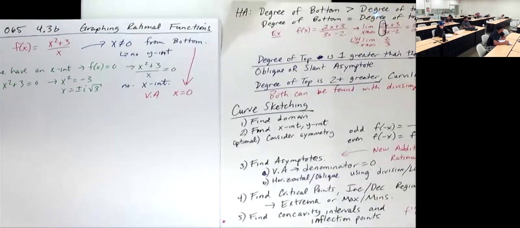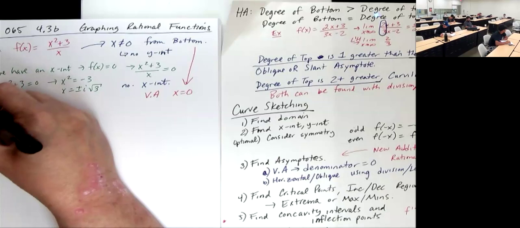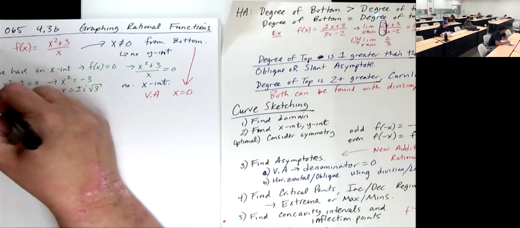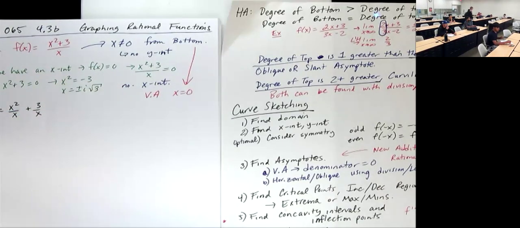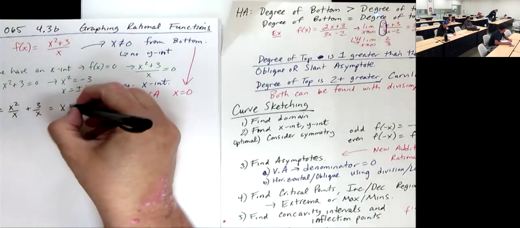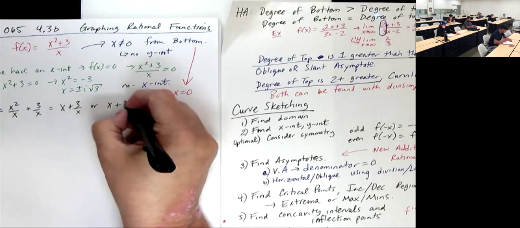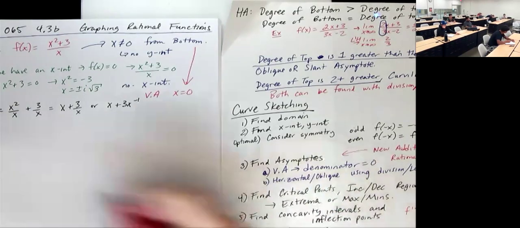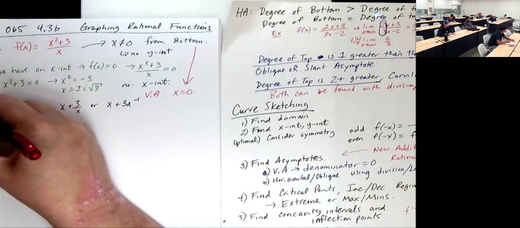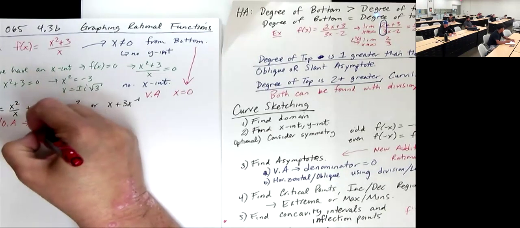I'm gonna go over both ways to do it, because one way is easier, but it only works in a specific case. The easiest way to do this one is to break this up into x squared over x plus 3 over x. So I get x plus 3 over x, or x plus 3x to the -1. The point is, vertical, horizontal or oblique asymptotes happen as the limit as x goes to infinity.